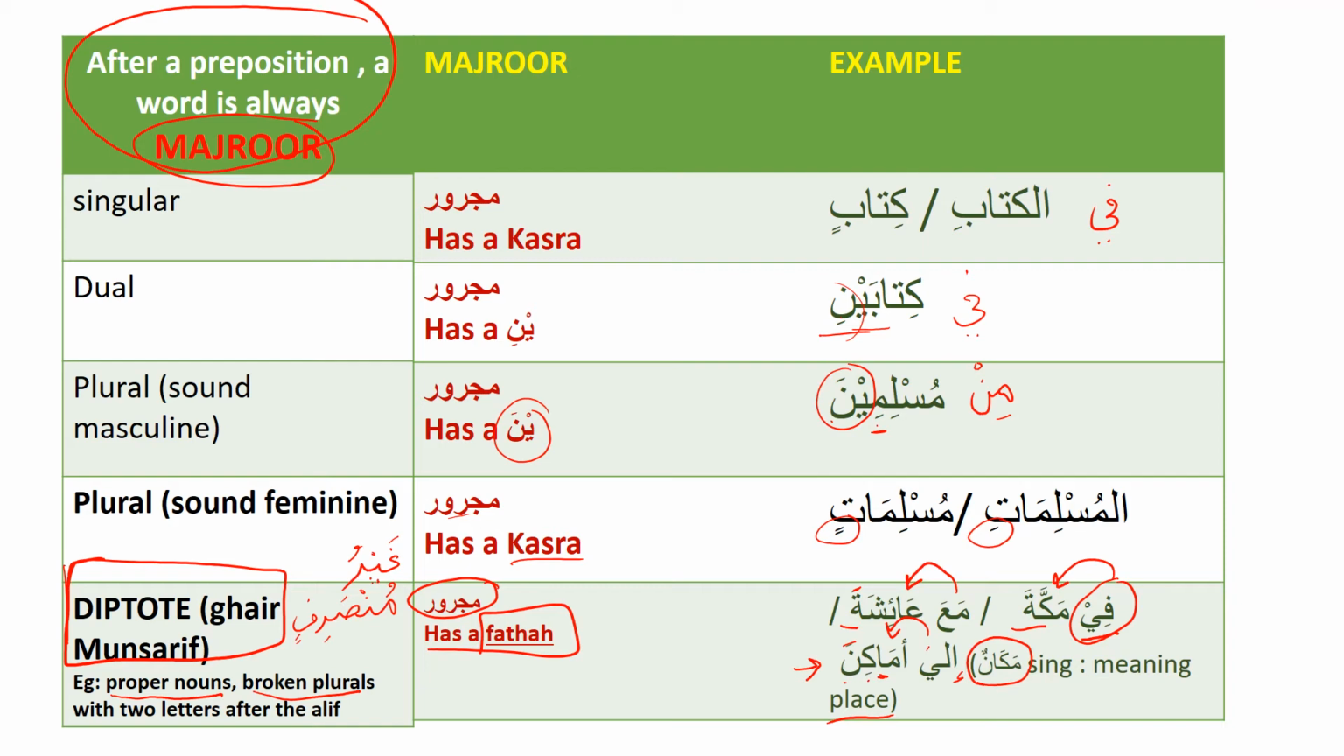So this is just one exception that you might come across in the Quran. You definitely will come across it, because it's not as common as the other four, but it does come, because there are a lot of proper nouns in the Quran and there are a lot of plurals in the Quran as well. So if you see a word that is majroor, like after a preposition, and the word after it has a fatha, maybe it's a diptote.